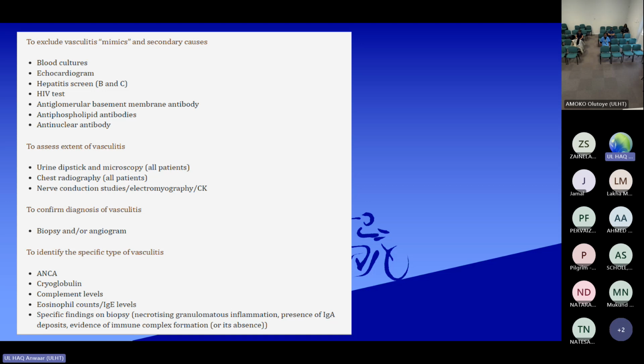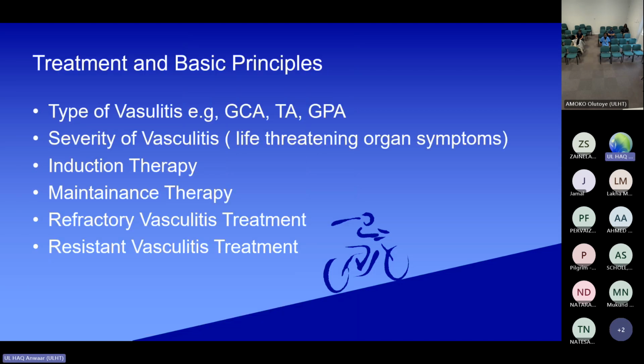So these are the blood investigations, some images, biopsies, and scans that we normally request to reach the diagnosis of vasculitis. And then the last thing is the treatment. So, the treatment and the basic principles.